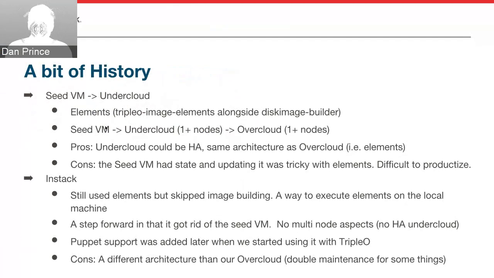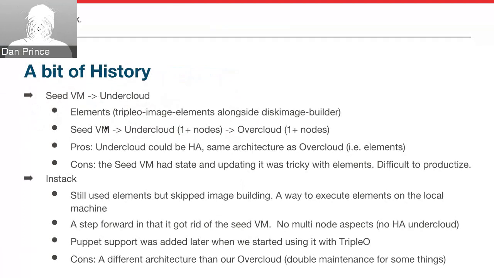The architecture at the time, we weren't using Puppet, and we were using a lot of homebrew things in TripleO. It worked fairly well, but one of the cons was that the seed VM had state, and it was really tricky to update, and difficult to productize. It was also 3 steps. So from a CI pipeline standpoint, you had three steps to jump through to get to a working Overcloud.